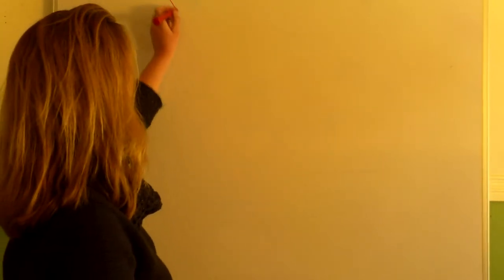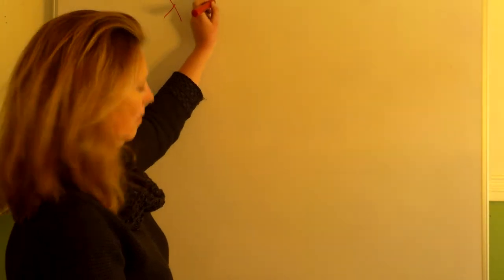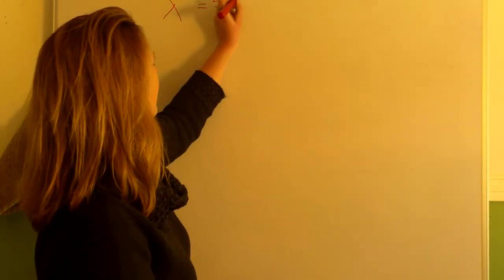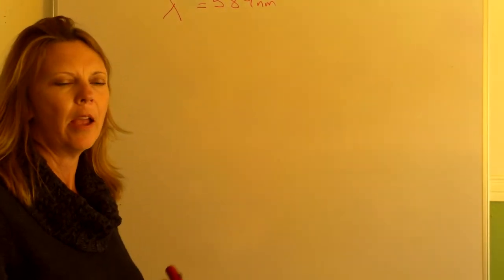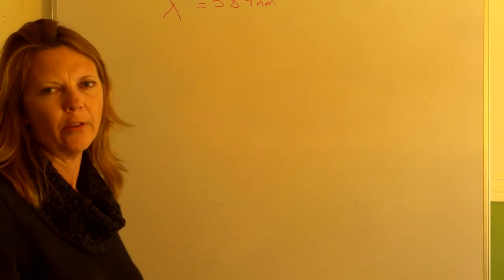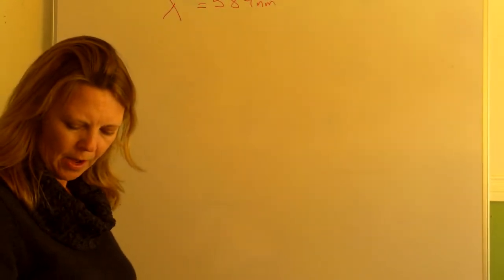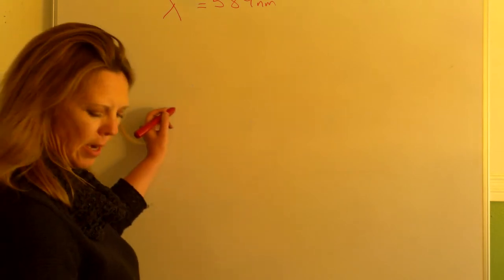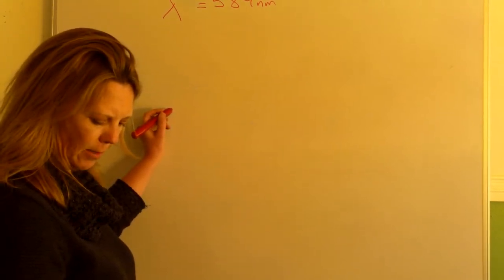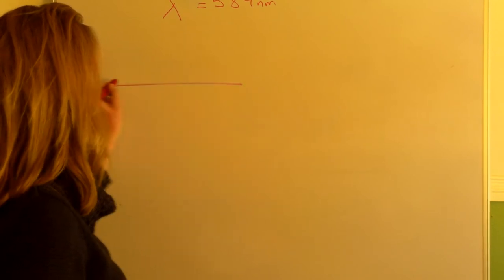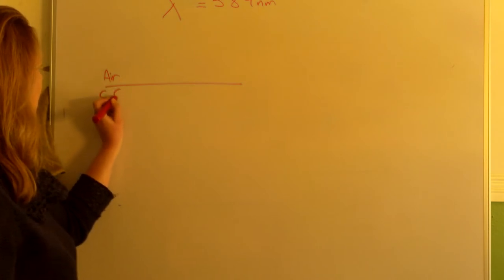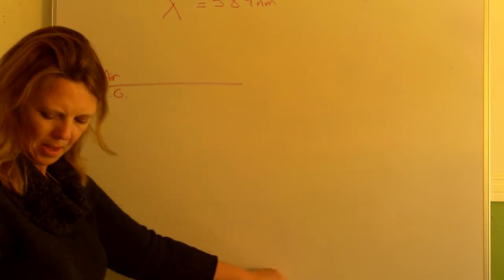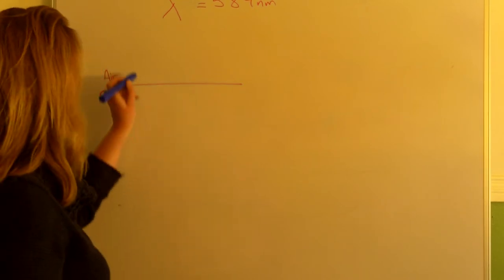Okay, it says a light ray of wavelength 589 nanometers. A nano is times 10 to the minus 9, and visible light is on the order of nanometers of wavelength. Okay, it's traveling through air and incident on a smooth, flat slab of crown glass. So it's coming from air and going into crown glass, okay? And it is incident at an angle of 30 degrees to the normal.